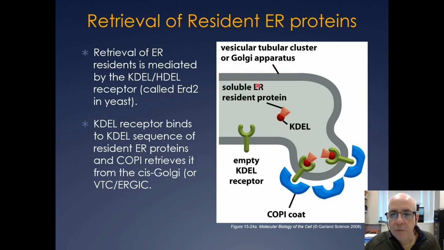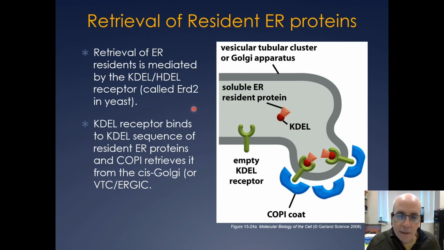Okay, so here's the retrieval. So let's say you have an ER resident protein like BiP, or like protein disulfide isomerase, PDI. They all have a signal sequence on them called KDEL. So if you think back to last lecture, I told you guys that there was a table and you didn't have to memorize the signal sequences for anything except for one, and that one was the KDEL sequence, okay? And it's just a simple thing to remember. Lysine, aspartic acid, glutamic acid, and leucine, okay, KDEL. This sequence is present on every ER resident protein, every soluble ER resident protein.